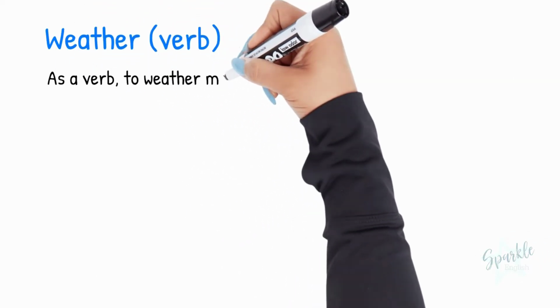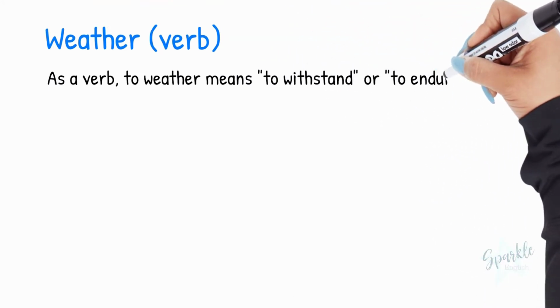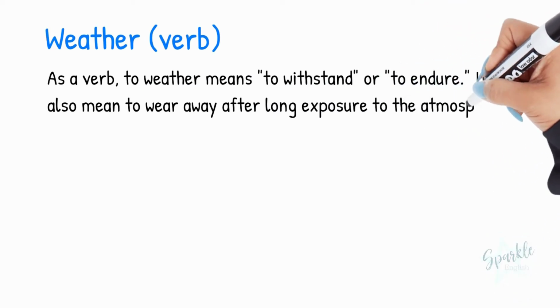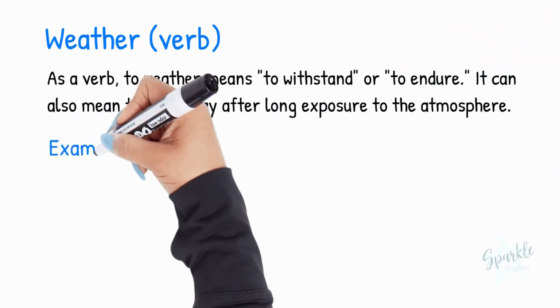Weather can also be a verb. As a verb, to weather means to withstand or to endure. It can also mean to wear away after long exposure to the atmosphere.